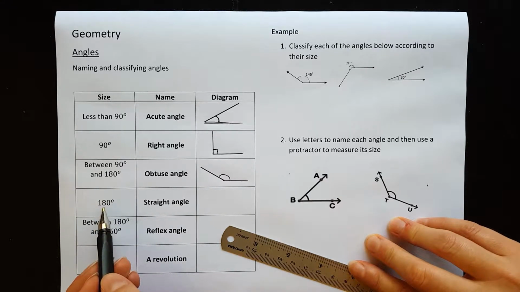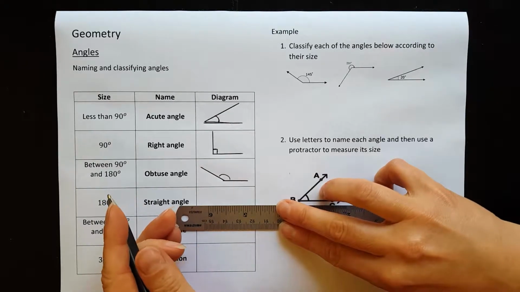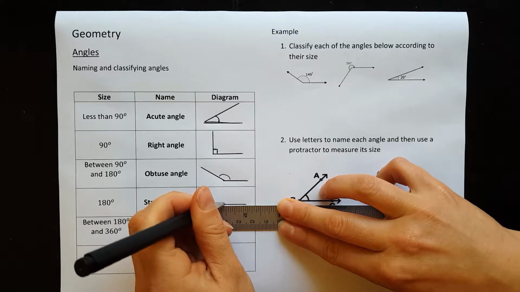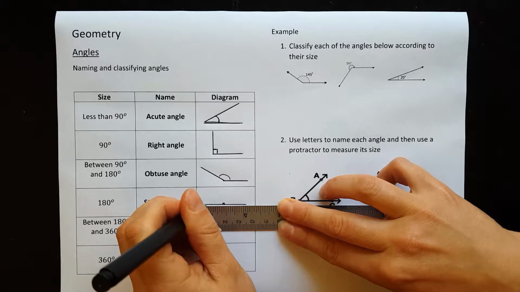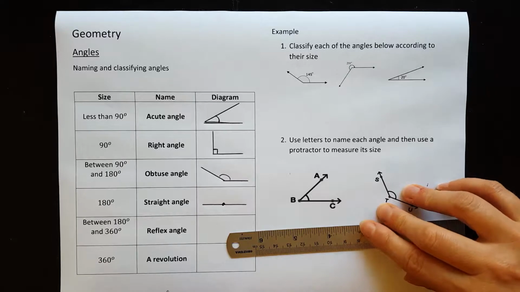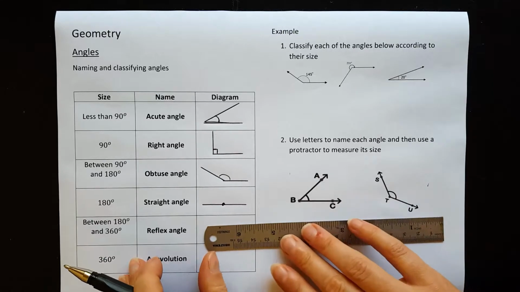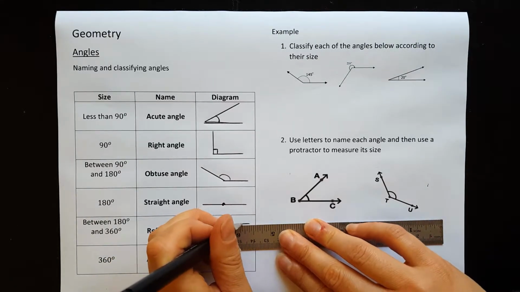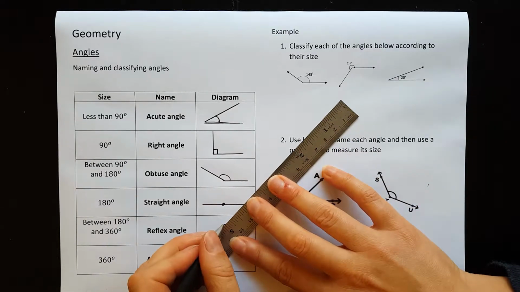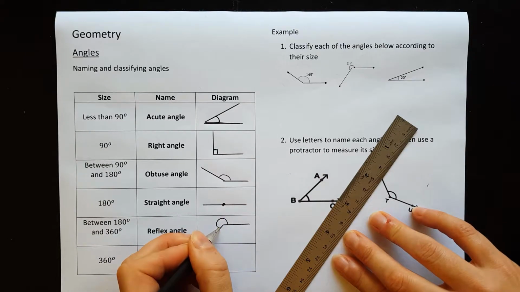A 180 degree angle is a straight angle. You would have your first arm here, then your vertex, the point in the middle, and then your second arm would come out flat the other side. So it's a straight angle. Between 180 and 360 degrees is called a reflex angle. There's the bottom of my angle, and it comes down past the 180 degrees, down here. Going around there is a reflex angle.